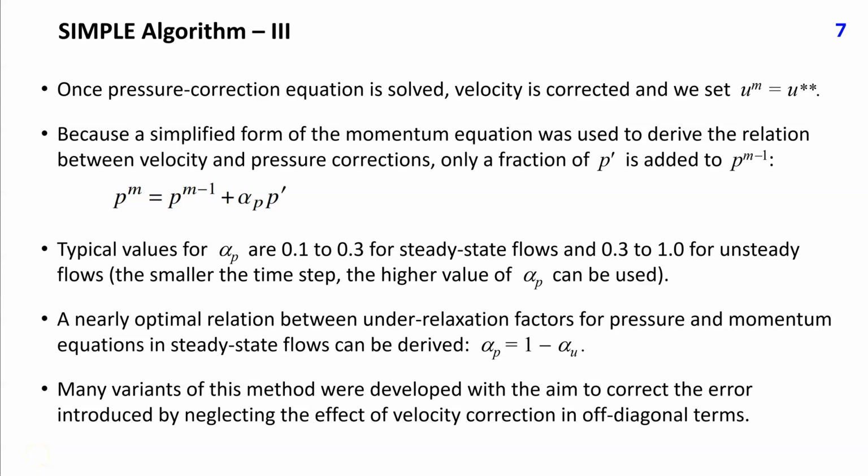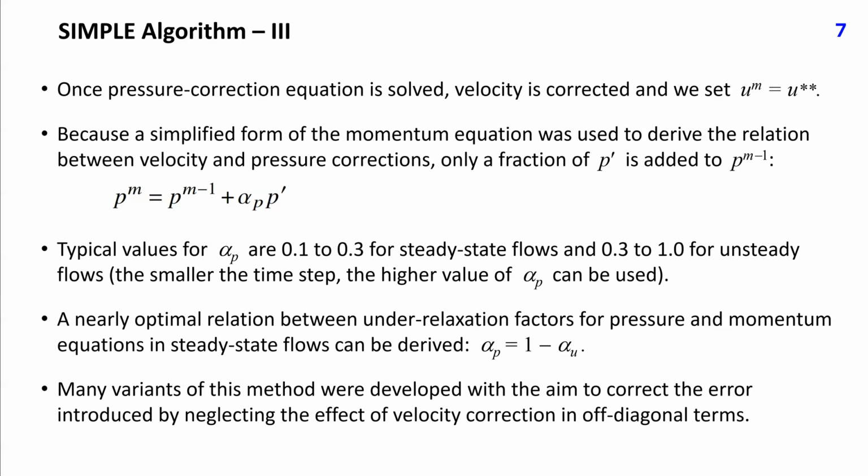Once the pressure correction equation is solved, velocity is corrected and we set u^m equal to u2 star. Because a simplified form of the momentum equation was used to derive the relation between velocity corrections and pressure correction, only a fraction of p prime is added to p^(m-1). Typical values for alpha p are 0.1 to 0.3 for steady state flows and 0.3 to 1 for unsteady flows. The smaller the time step, the higher the value of alpha p that can be used.